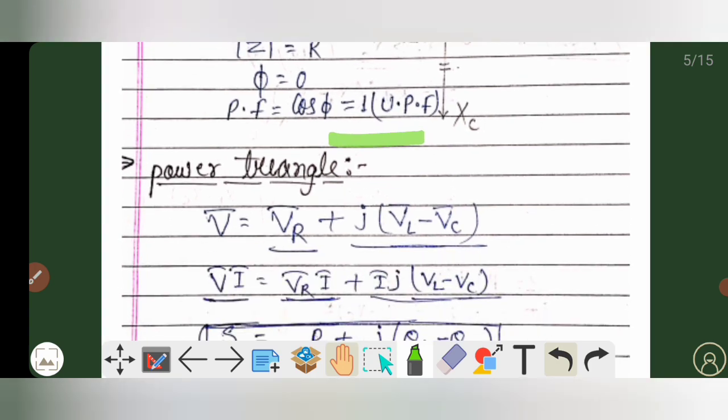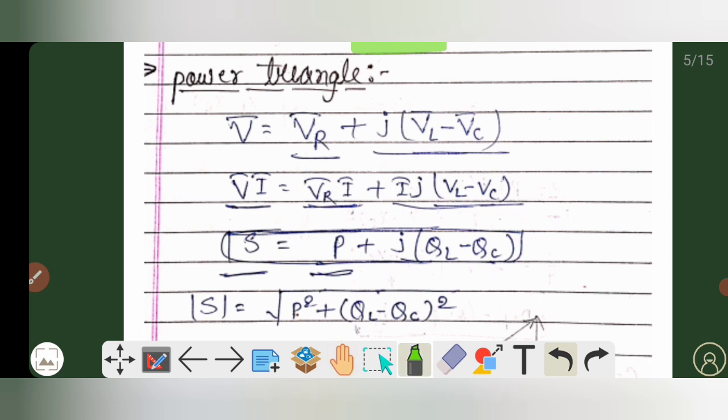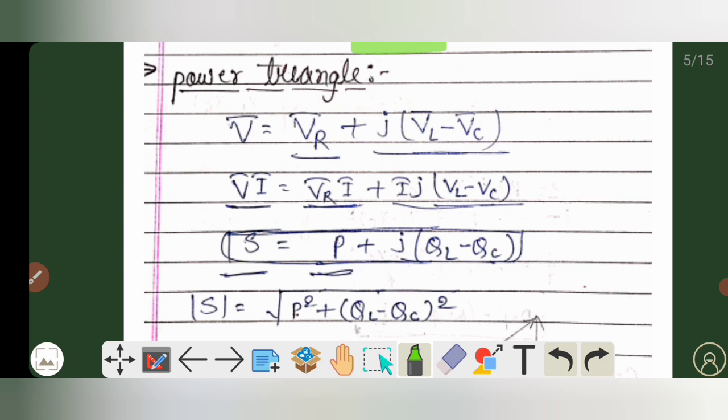Now, my dear friends, we will now move to the next topic, that is we will now draw the power triangle in this case. Now my dear friends, as we know, the value of voltage in case of a series RLC circuit is V equals VR plus j (VL minus VC), my dear friends. Now as we know, the value of power is equal to V into I, or we can say I square R. Now my dear friends, in this equation, if we multiply by I on both sides, then that will basically come out to be VI is equal to VR into I plus I into j (VL minus VC), my dear friends, as you can see here.